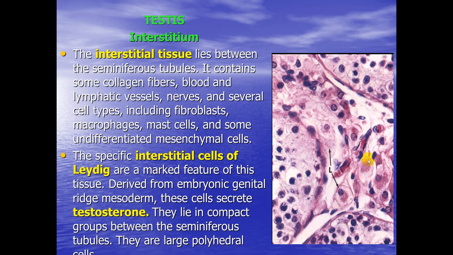You see that their cytoplasm is acidophilic, pale staining. Usually these cells locate in groups near the blood vessels, of course. Fenestrated blood capillaries are necessary for the passage of the hormone testosterone, which is secreted by these cells. These cells are very rich in lipid inclusions and smooth endoplasmic reticulum.